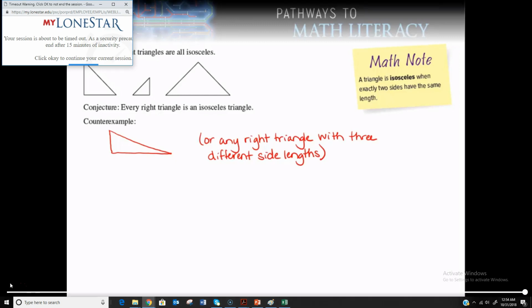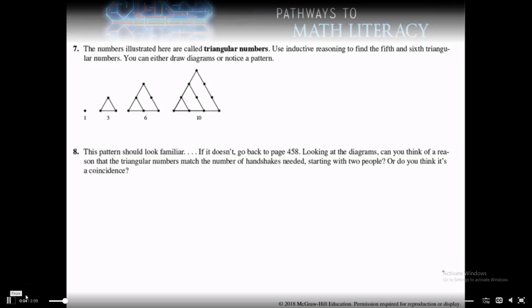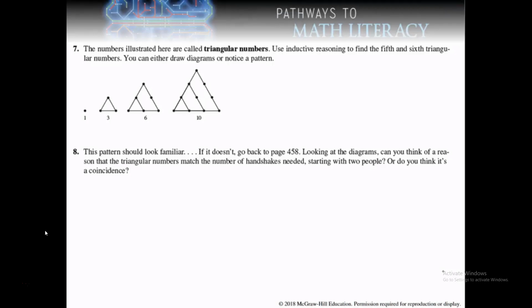In 7, we have an illustration here of triangular numbers, and we're asked to use inductive reasoning to find the next two triangular numbers. So looking at this, the first one has 1 dot, and then the second one has 3 dots because it's added a row of 2 dots. And then the third one has 6 dots because it took the triangle with 3 dots and then added another row of 3. The fourth one then took that triangle and added a row of 4.